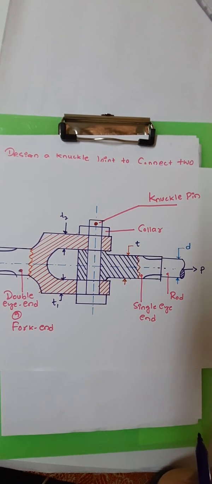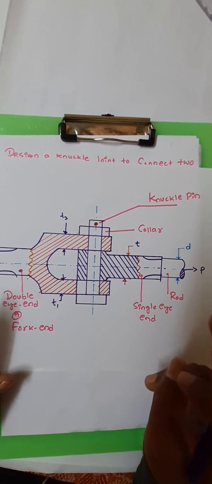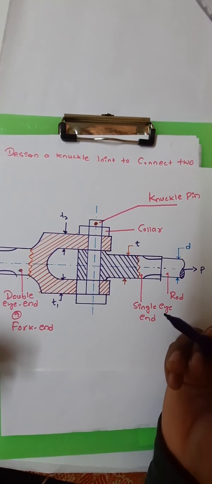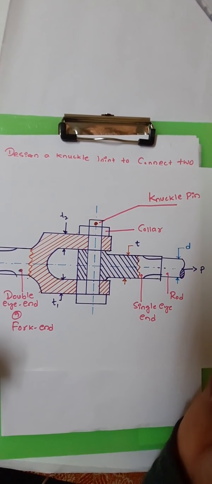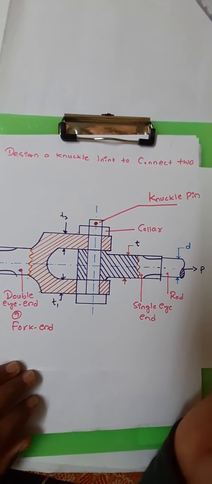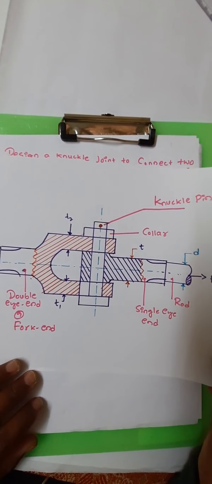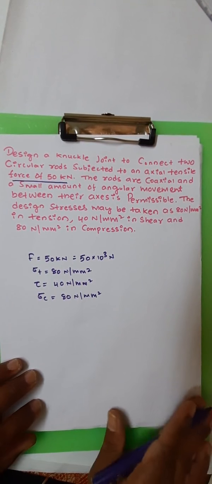Okay, so this knuckle joint is subjected only to tensile force. Where exactly we want some sort of angularity or some sort of flexibility, in those particular cases we will use this kind of joint. Now we'll go for the design of rod.